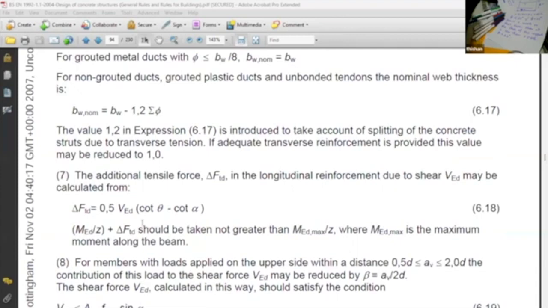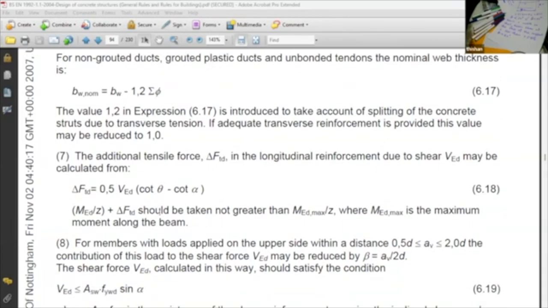Here you can see something. The additional tensile force, delta F_td, in the longitudinal reinforcement due to shear, V_Ed, may be calculated from this. Again, for theta of 25 degrees. So 22 degrees. And it's given as 0.5 V_Ed for theta. What does it mean? That means you must provide some longitudinal reinforcement to provide the equilibrium. So don't cut a lot of reinforcement when you are doing the shear design according to Eurocode. You have to be a little careful when you are curtailing the reinforcement.